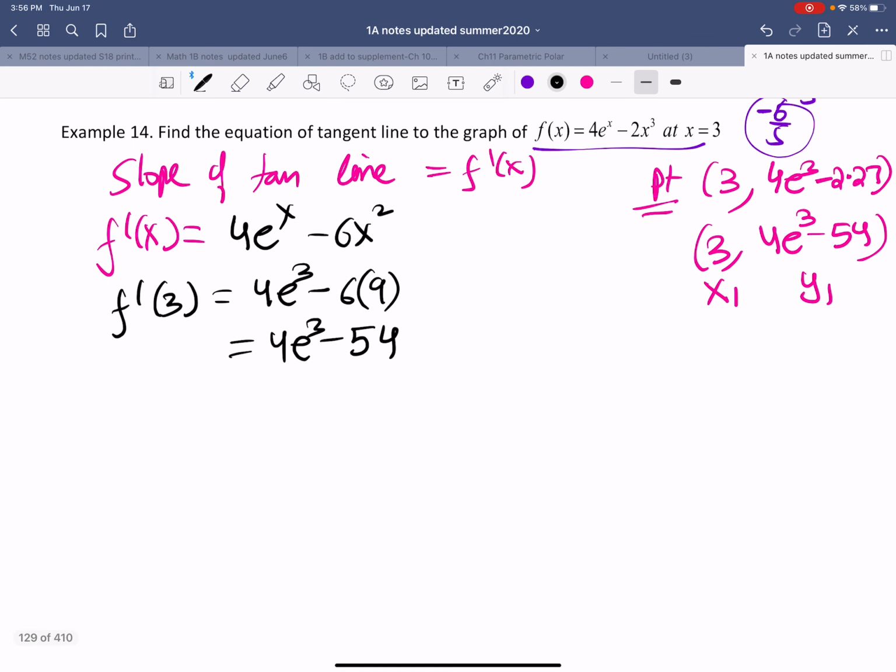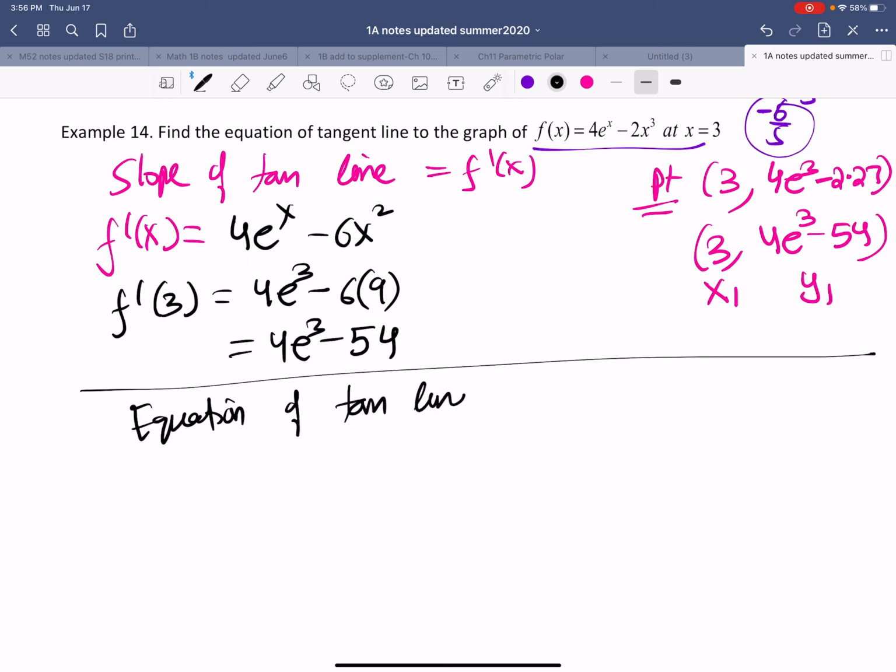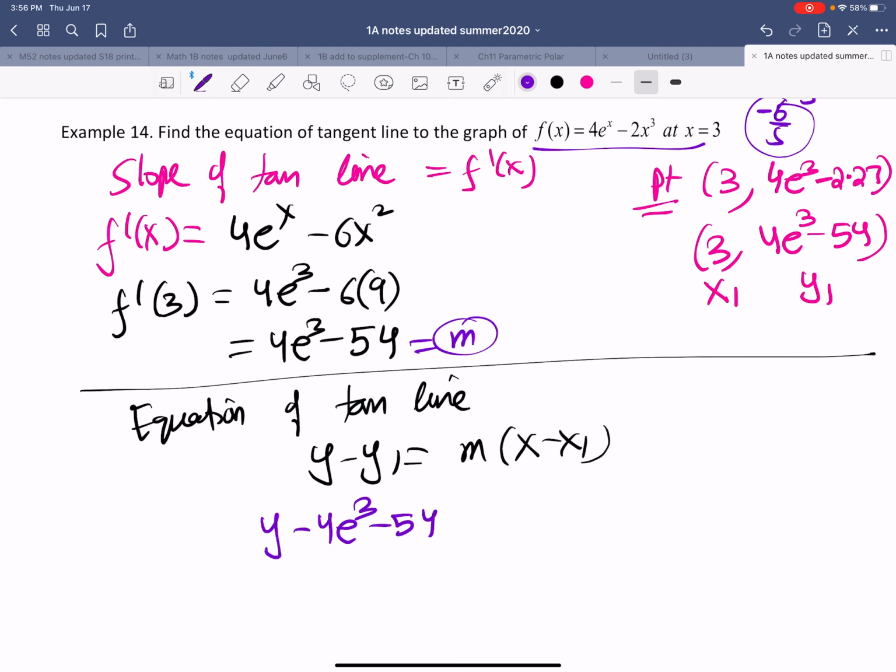Yep. So y minus y1 equals m times x minus x1. The equation of the tangent line would be y minus y1 is equal to m times x minus x1, and this is your m, the slope of the tangent line. y1 is 4e to the power 3 minus 54, so I'm going to put parentheses. Don't forget to include parentheses, otherwise you might forget to distribute the negative. x minus x1 is x minus 3.